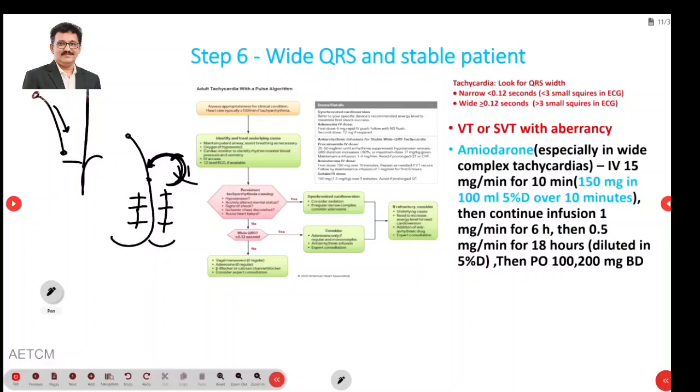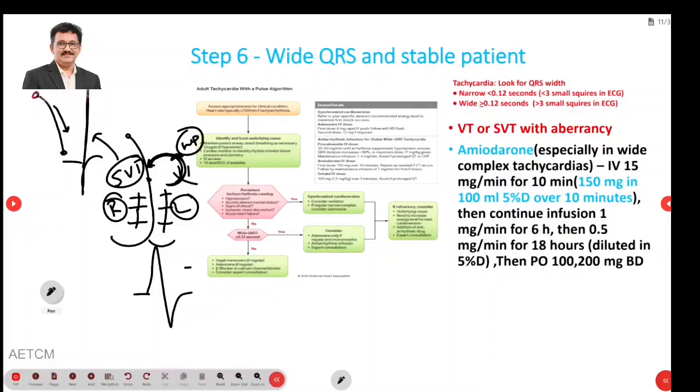It can be SVT, but if you have RBBB or LBBB or WPW syndrome, even in SVT, which normally has a narrow QRS complex, the QRS complex can become wide. So sometimes it will be very difficult to identify what the problem is. So there is a slight change from the actual treatment we have given in narrow QRS complex.